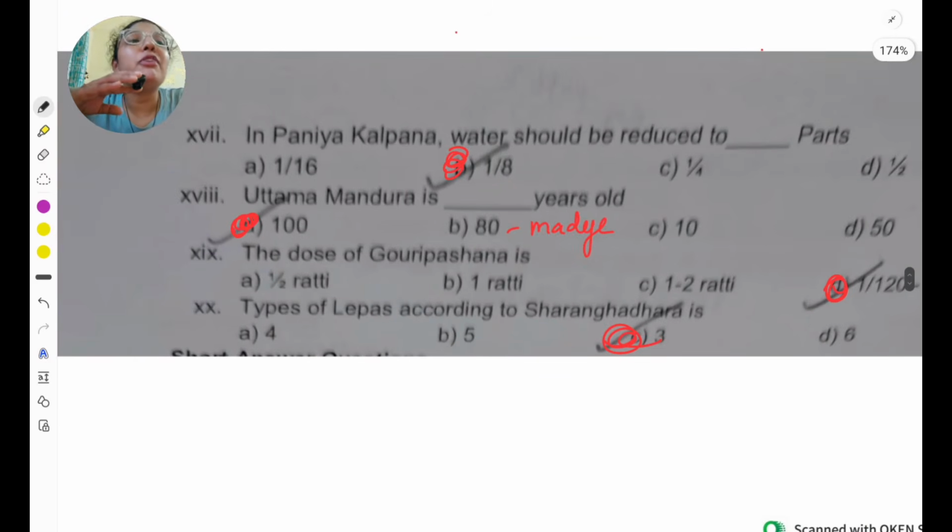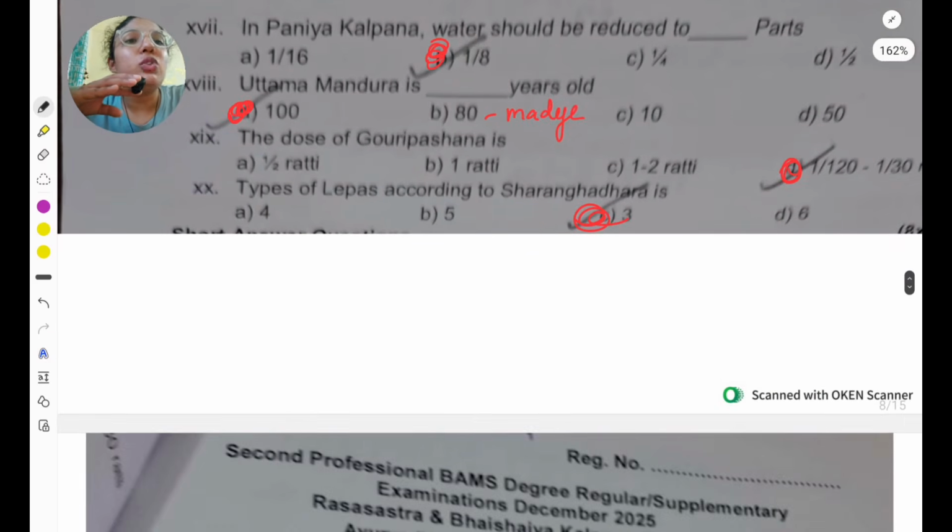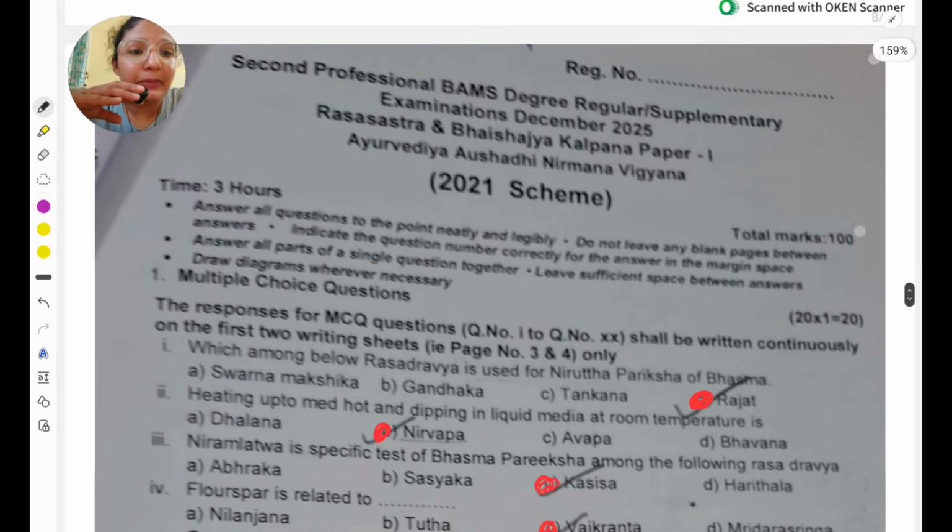In Paniya Kalpana, water should be reduced to 1/8 part. Uttama Mandura is 100 years old, 80 years old is Madhyama, and 60 to 50 years old is Avara. The dose of Gauri Pashana, again a repeated question and very important, is 1/20 to 1/30 rati. According to Sharangdhara Samhita, there are 3 types of lepa.